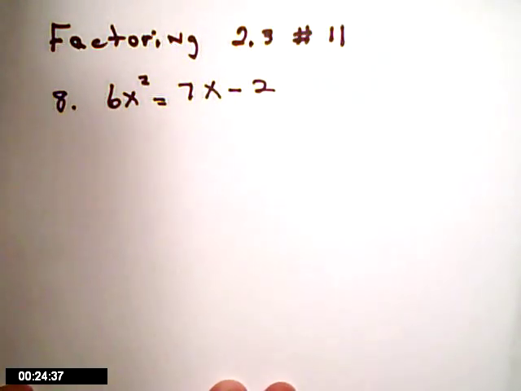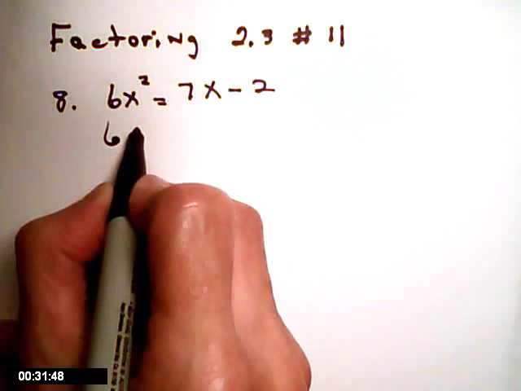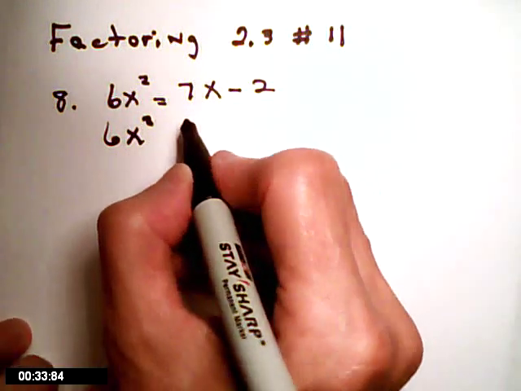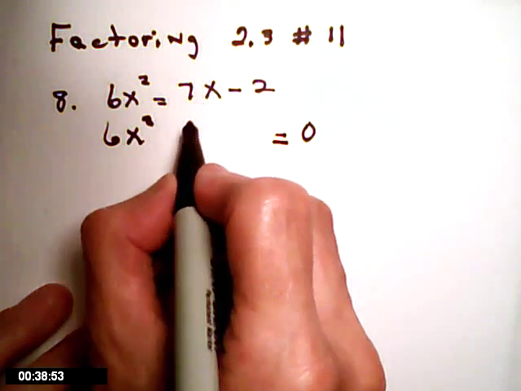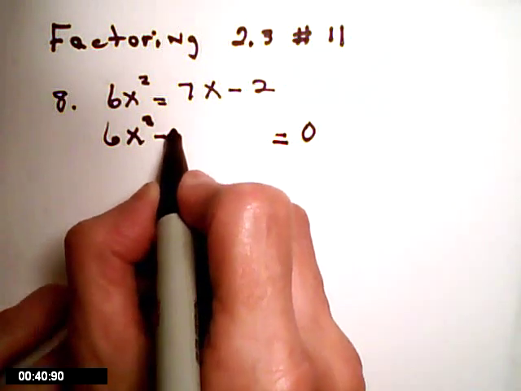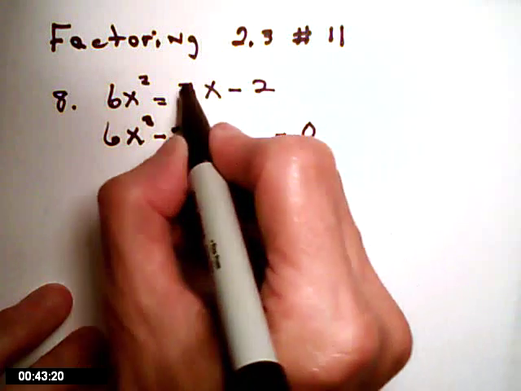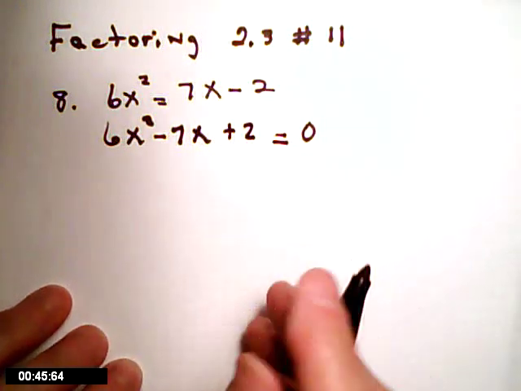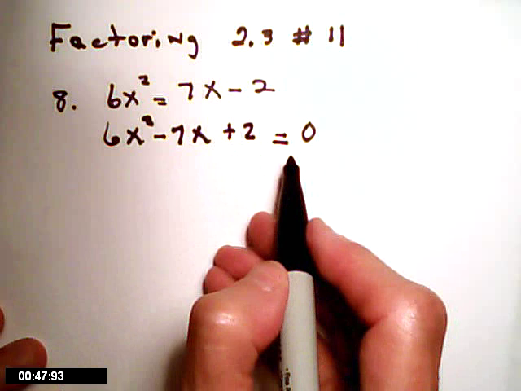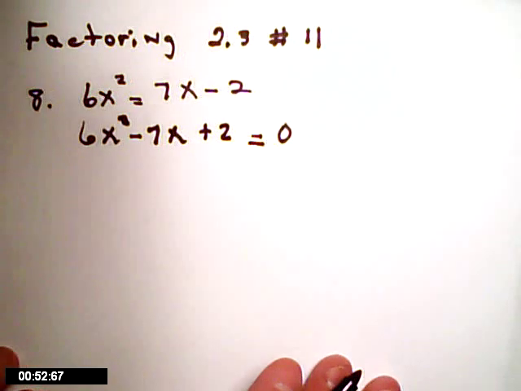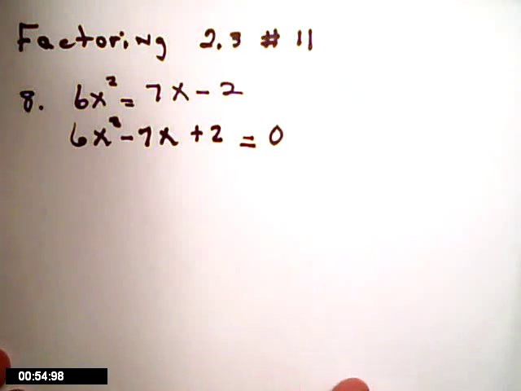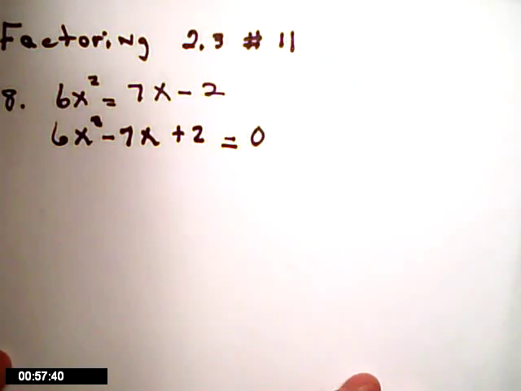In problem number 8, you see that we have a quadratic equation, but everything is not equal to 0. So the first thing I need to do is rearrange this. I'm going to have everything equal to 0, so I'm going to move positive 7x to the left, it becomes negative 7x. Negative 2 to the left, it becomes positive 2. Now it's in descending order, everything equals 0, it does not have a common factor, so I'm going to use my method that I used in the last video called bottoms up. That's just my little name for it.